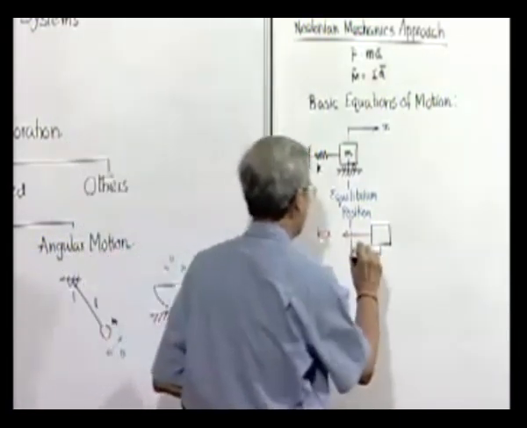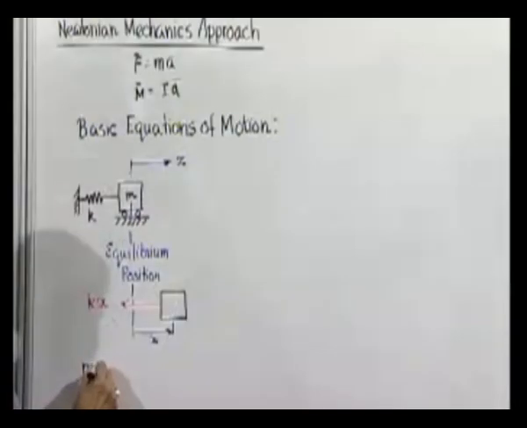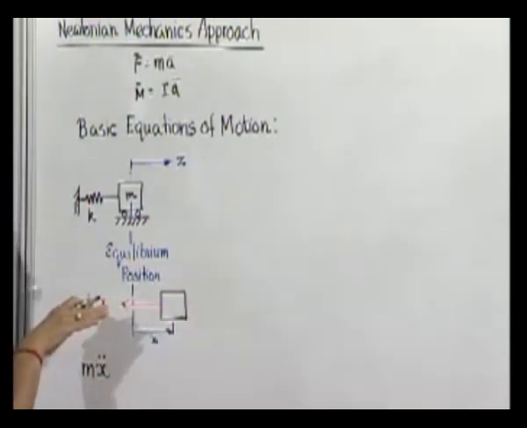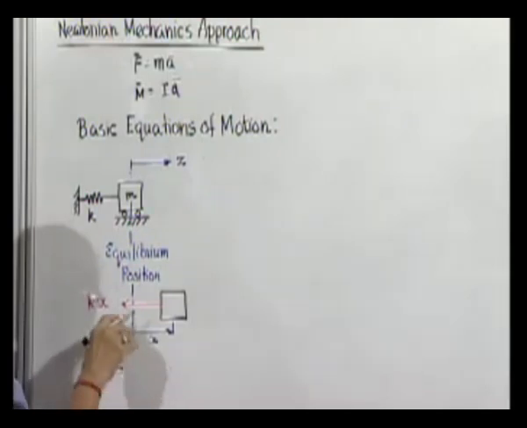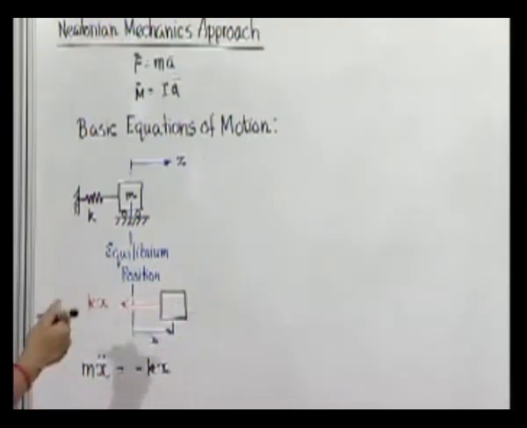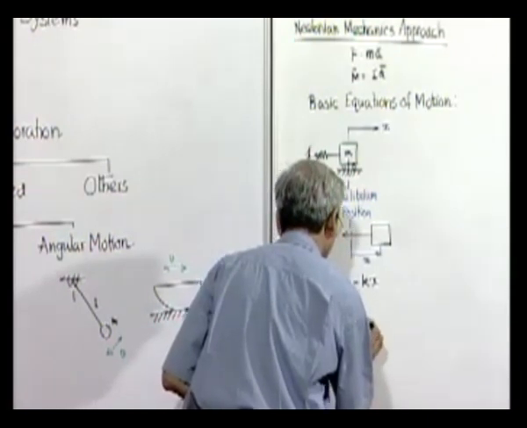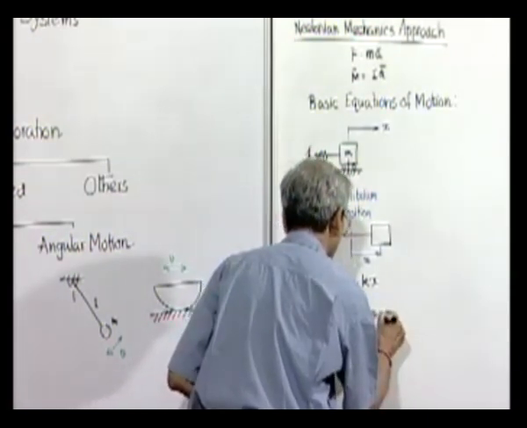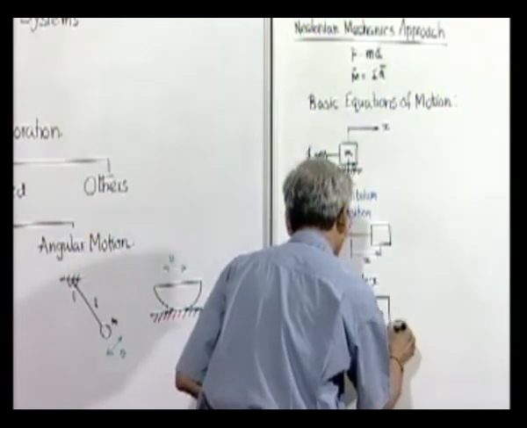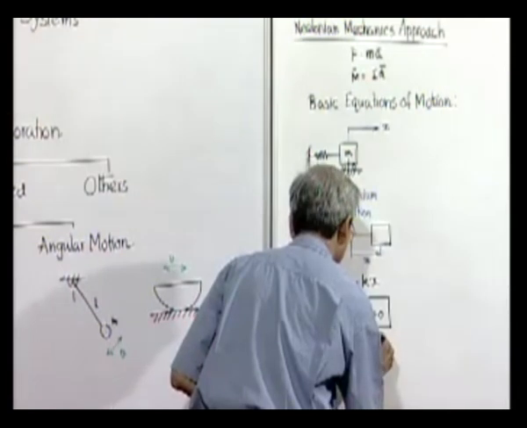So, the acceleration of this algebraically is in this direction, and Newton's law says that mass into its acceleration must be equal to force in this direction. How much is the force in that direction? It is minus kx. Minus because the force is actually in the negative direction. So, the basic equation we get is x double dot plus omega n square x equal to 0, where of course in this case omega n square is k by m.